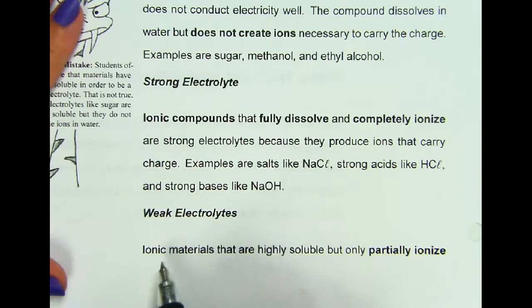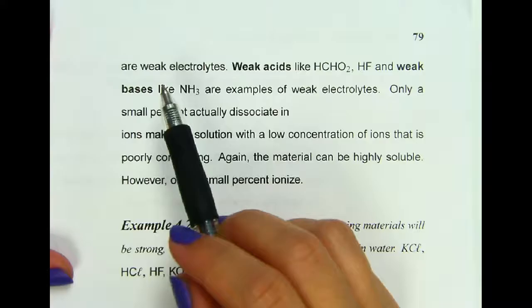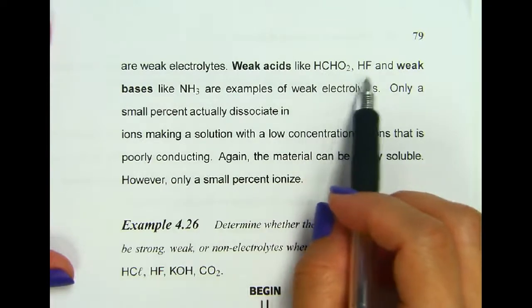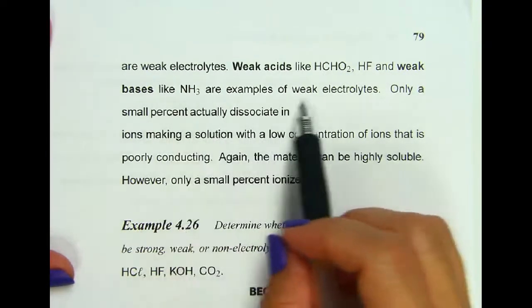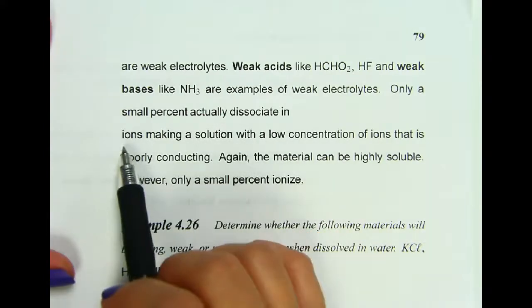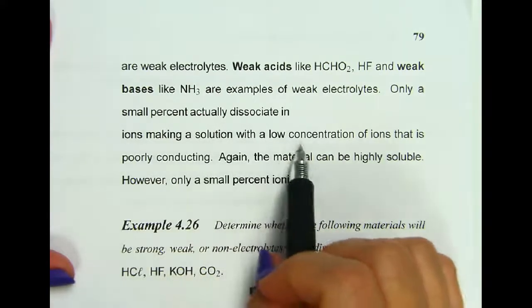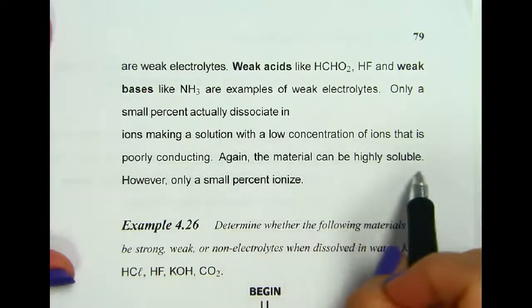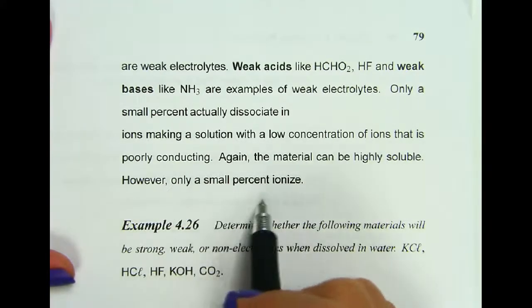Weak electrolytes are ionic materials that are highly soluble but only partially ionized. Weak acids like formic acid, hydrofluoric acid, and weak bases like ammonia are examples of weak electrolytes. Only a small percent actually dissociate into ions, making a solution with a low concentration of ions that is poorly conducting. Again, the material can be highly soluble, however, only a small percent ionize.